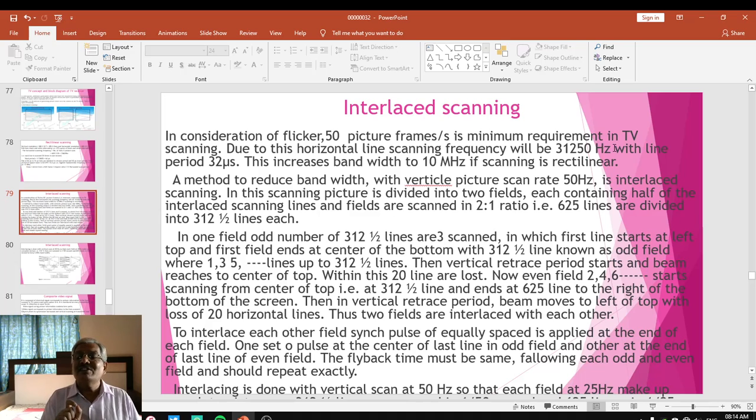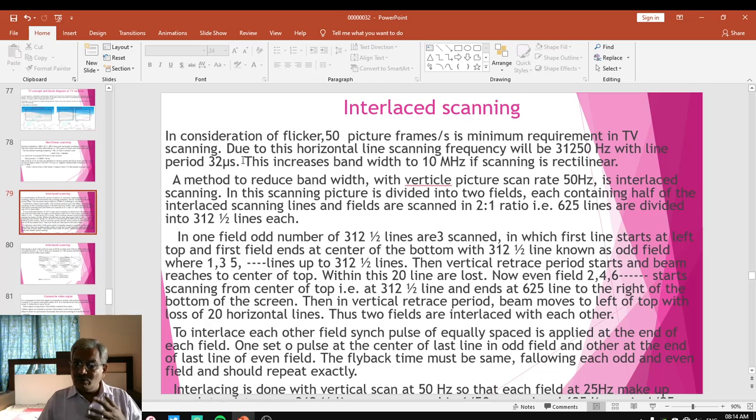In the last period we studied that when 25 picture frames are scanned in 1 second, the horizontal frequency will be 16,625 Hz. Now, the requirement of television picture formation is that 50 picture frames are to be scanned in 1 second. Instead of 25, if 50 pictures are to be scanned, then 50 multiplied by 625, the horizontal scanning frequency becomes 31,250 Hz. This reduces the time period to 32 microseconds. Actually, for 16,625 Hz horizontal frequency, the time period comes to be 64 microseconds, which I already studied in the last period.